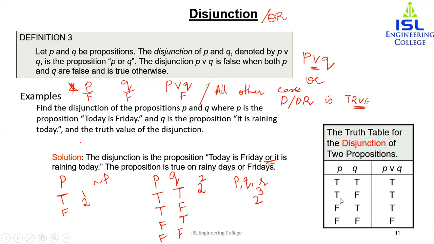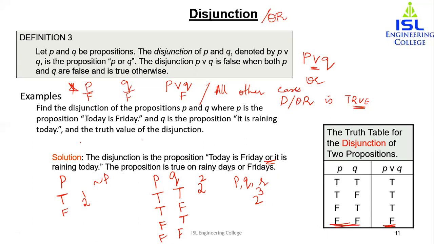So here also one is true, the other one is false. The disjunction will be true because the only condition for which we have to check is both of them being false. The next statement is P is false, Q is true. In that case, also the disjunction will be true. The only case in which the disjunction is false is when both of them are false. So this is the only case when both of them are false, then P or Q will be false.